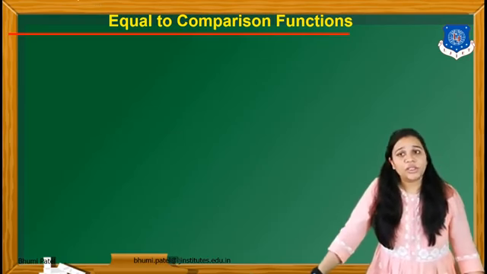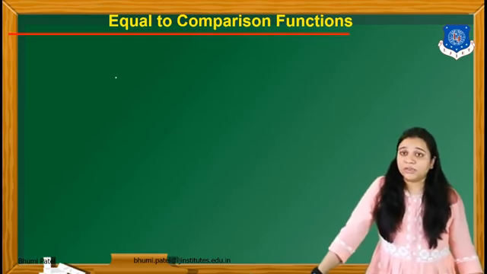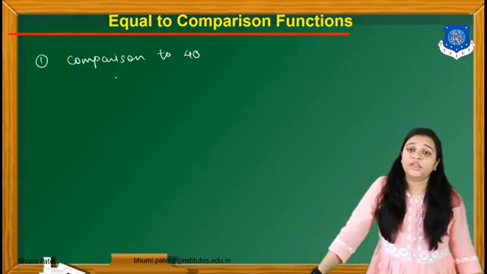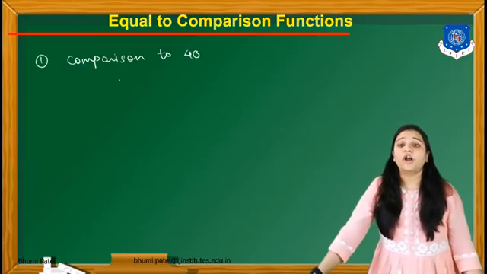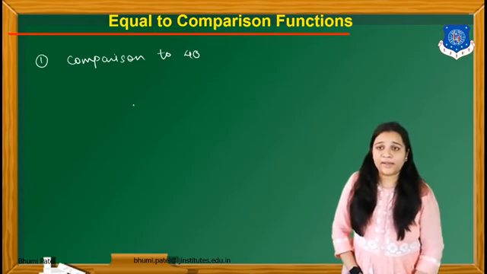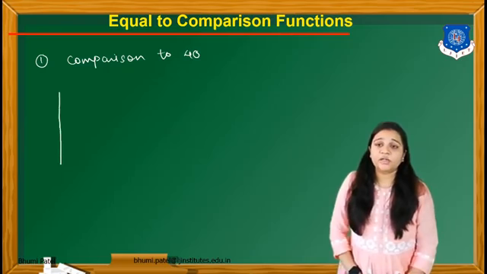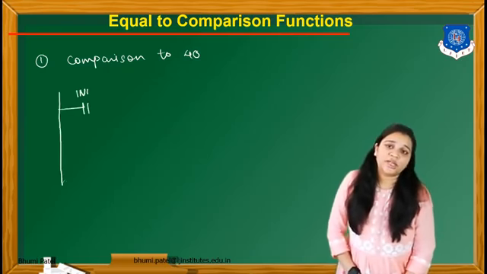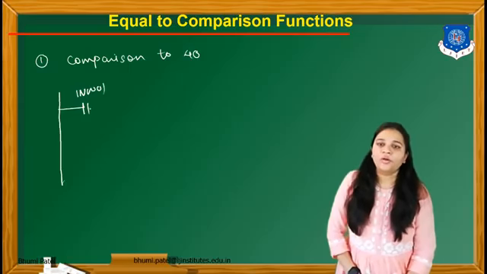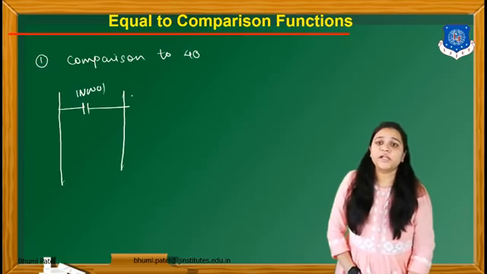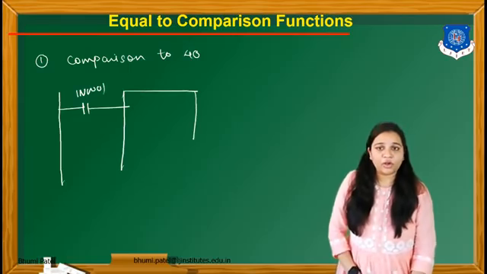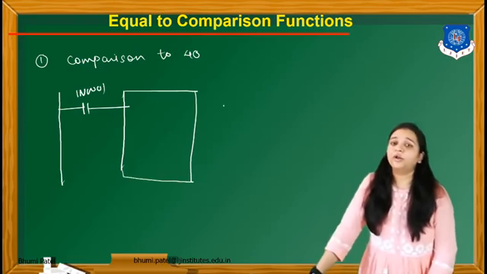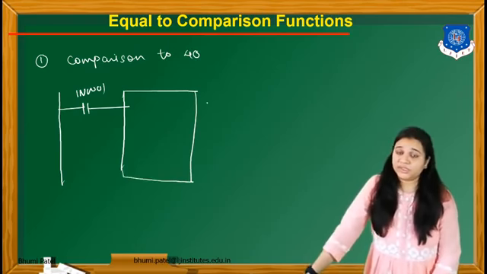How can we execute the equal to comparison function in PLC programming? The first condition is that we have to compare with the number 40. For that we have to draw a ladder diagram. What is the condition for the comparison function? We have to take one input, suppose the input name is IN001. We must use the block format whenever we draw the comparison function. In the exam you have to draw only the block format for the comparison function.